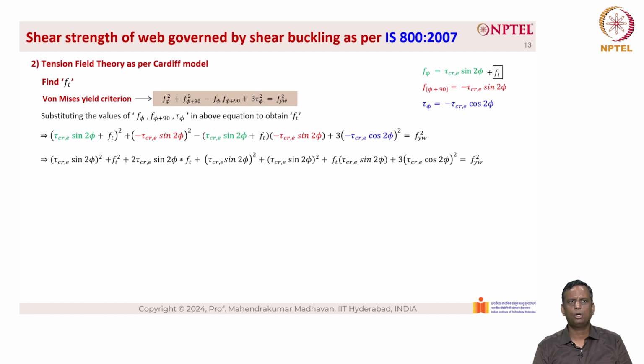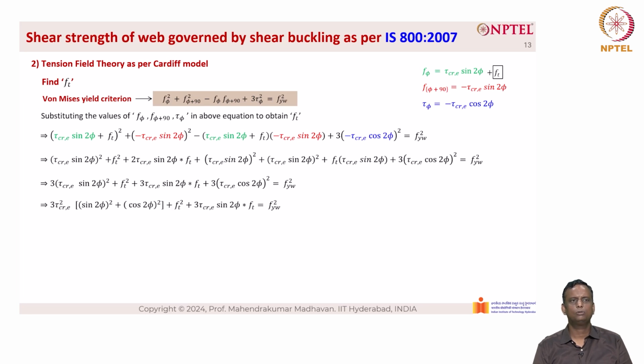Similarly, we have 2 τ_critical,E sin 2φ plus one more term, which is basically F_t times τ_critical,E sin 2φ. So, we have 3 τ_critical,E sin 2φ into F_t. So, when we do so, we have 3 (τ_critical,E sin 2φ)² plus F_t² plus 3 τ_critical,E sin 2φ into F_t plus 3 (τ_critical,E cos 2φ)² minus F_yw².